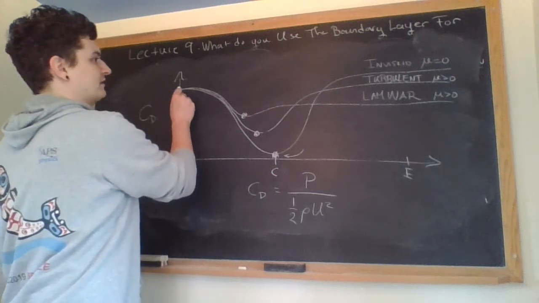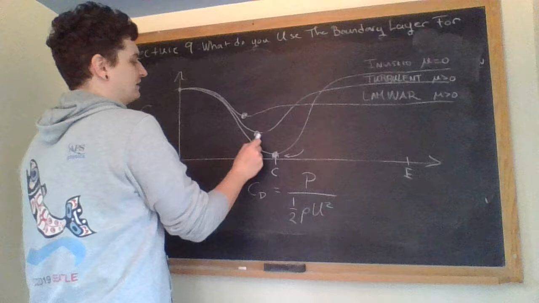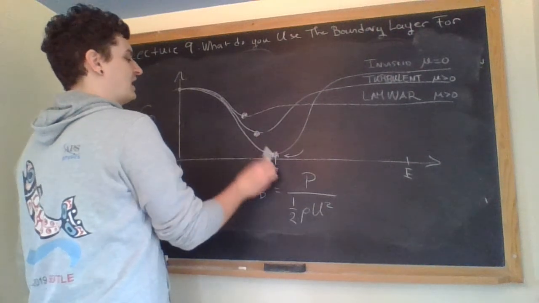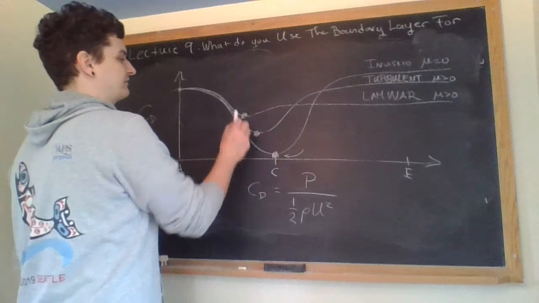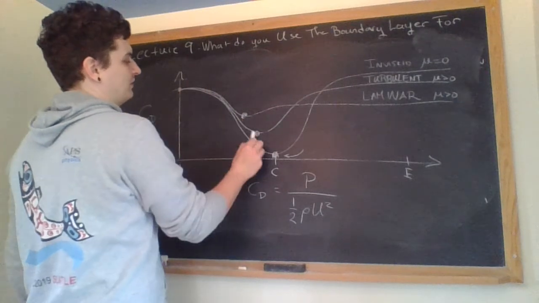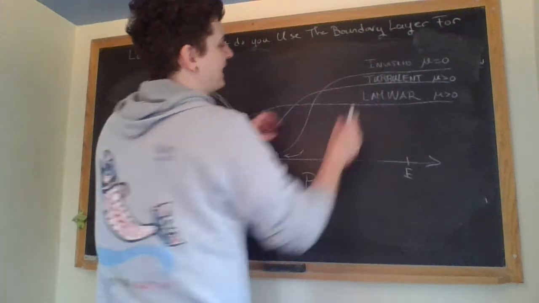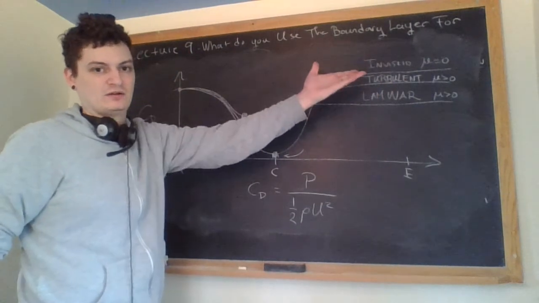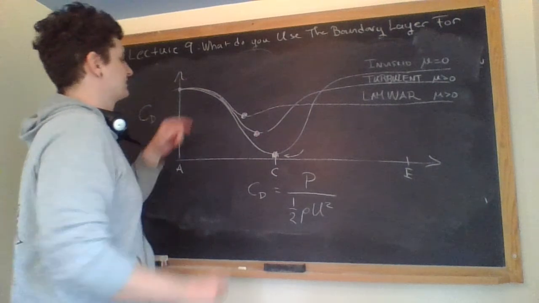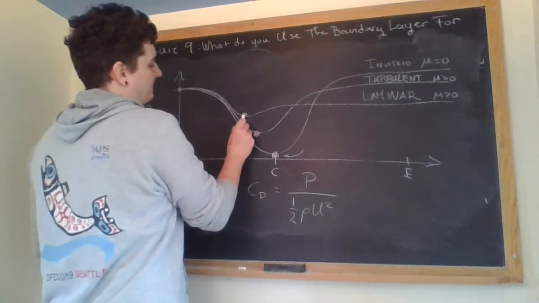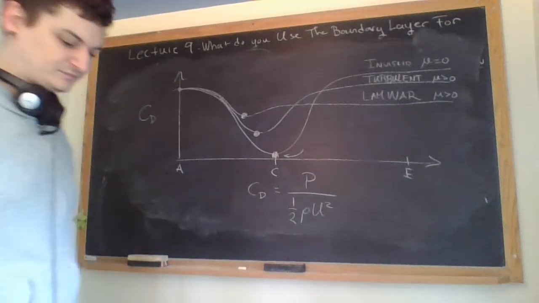So you start here, and then the turbulent one: this C will happen before the inviscid theory, but after laminar, that's important. This doesn't go as deep, and you get not as much recovery as the inviscid. There are still losses because of the friction of the fluid. And for laminar, it's the situation where you've separated furthest back and you recover the least.